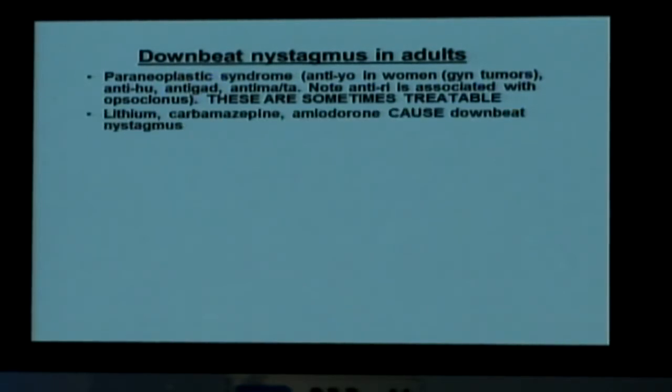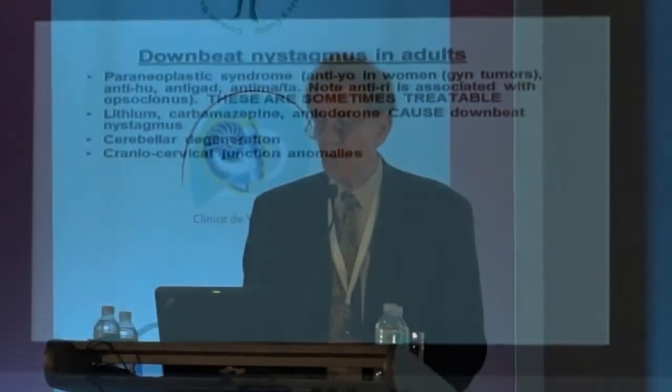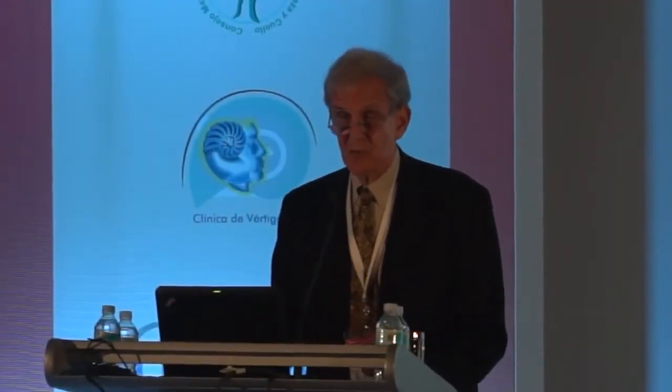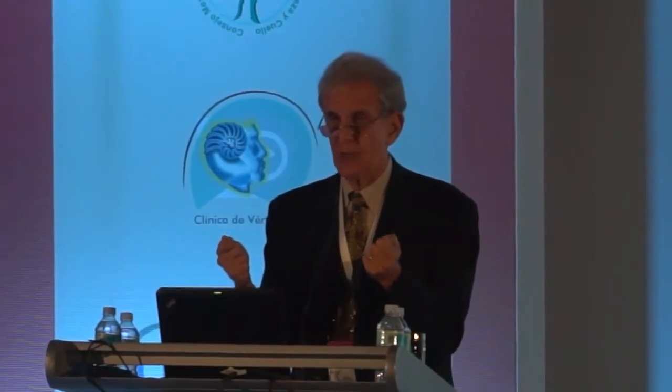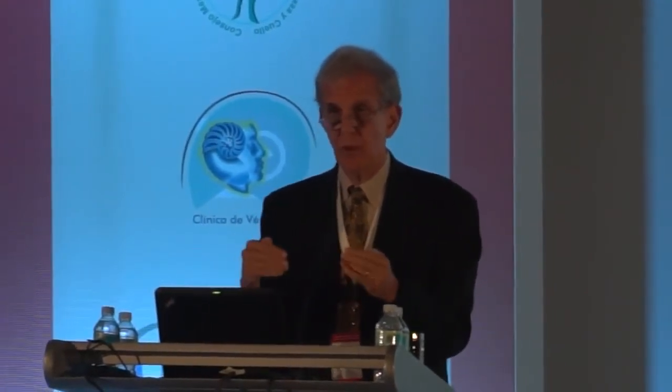Drugs can cause this: carbamazepine, lithium, and amiodarone, that heart drug for arrhythmias, cause downbeat nystagmus. Cerebellar degenerations, I mentioned that. Craniocervical junction anomalies. Wernicke's disease, we're going to talk about that more today. These patients can have downbeat nystagmus with the very curious phenomenon that when they converge, the nystagmus changes direction. It goes from upbeat to downbeat or downbeat to upbeat. Treat those patients with B1 and magnesium if necessary.